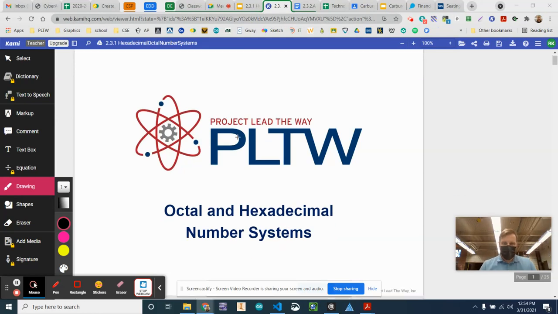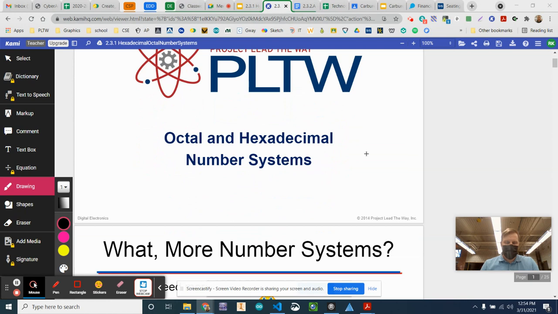Here we go. All right, so octal and hex numbering systems, we would call that base 8 and base 16. These are two numbering systems used in computers and digital electronics. Basically, it is a way to create bigger and better programs, right?